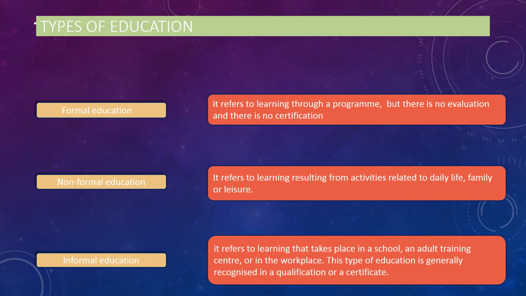The third one refers to learning that takes place in a school, an adult training center, or in the workplace. This type of education is generally recognized in a qualification or a certificate. Give it a thought, pause, get back to check your answers.